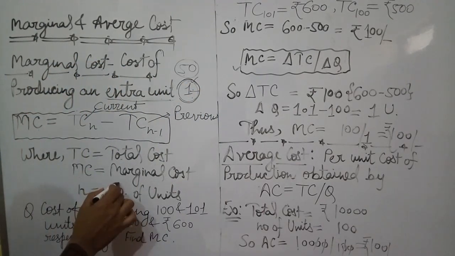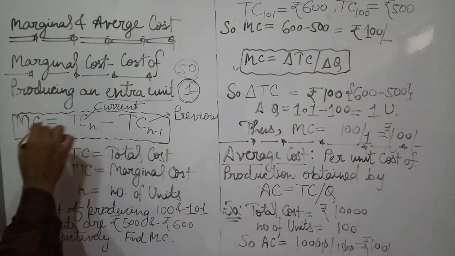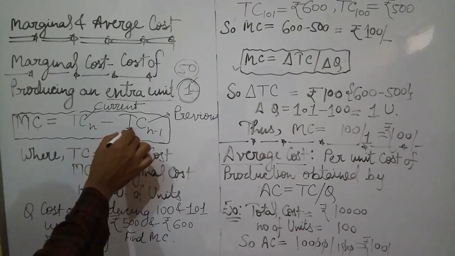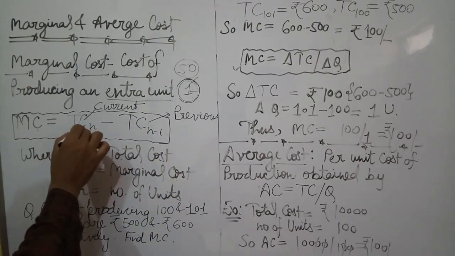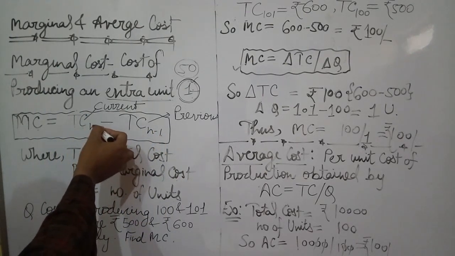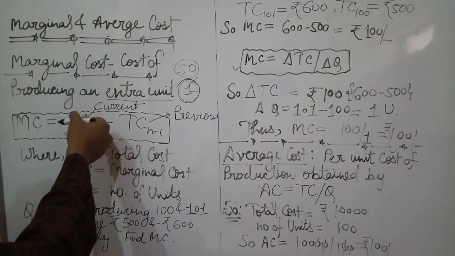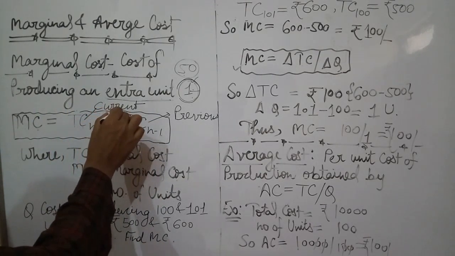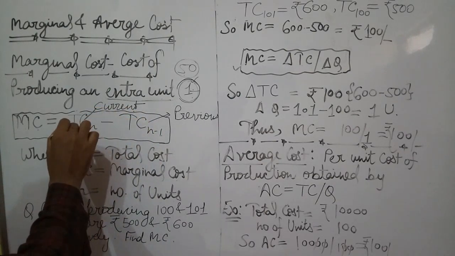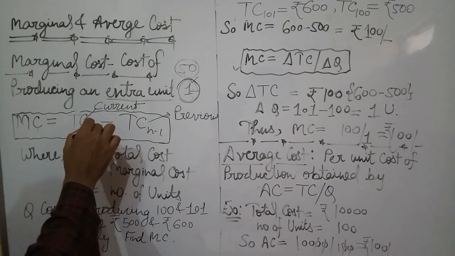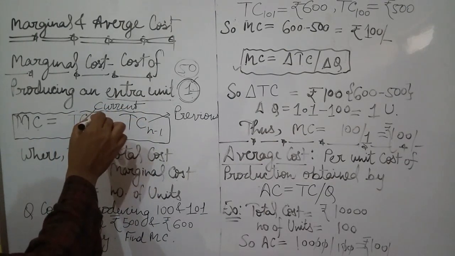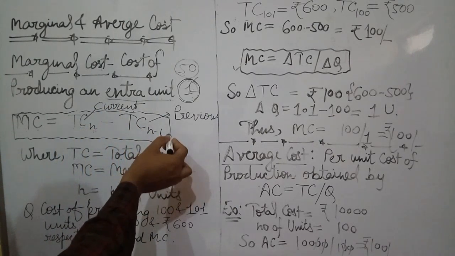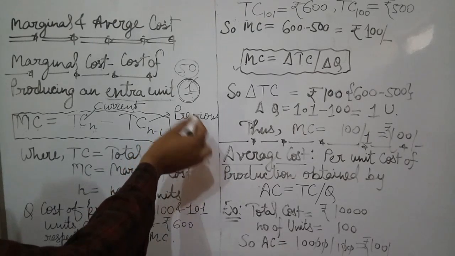Now with the help of formula, how can we understand this? MC, that is marginal cost, is equal to TCn minus TCn-1. TC stands for total cost. First one was TCn. It means the number of units that you are producing currently, the cost of those units is TCn. TCn-1 means simply the number of units that you were producing earlier.